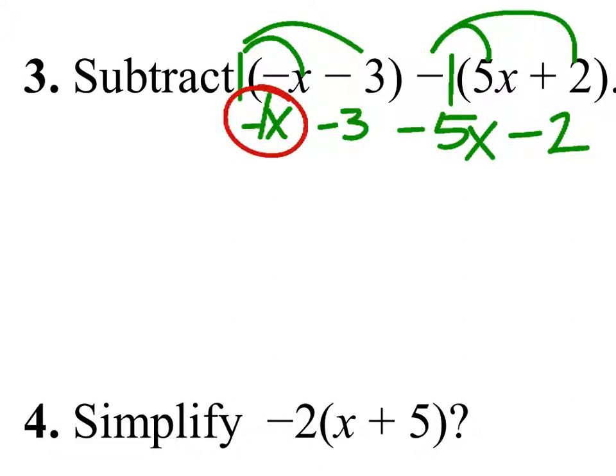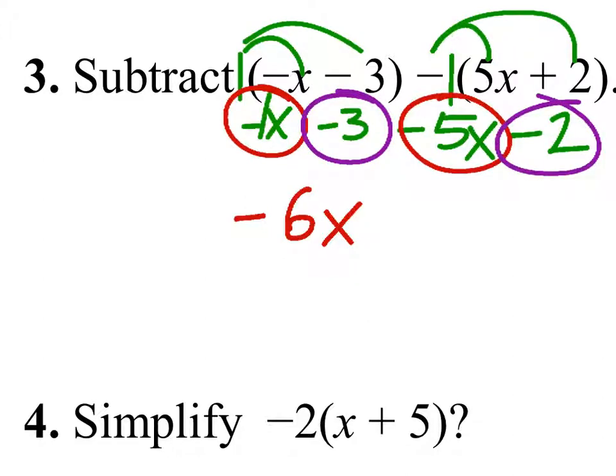Now I ate 1 turtle, then I ate 5 more turtles, so I'm eating some turtles. How many? 6. I ate 6 turtles. On the other hand, I ate 3 fish, and then I ate 2 more fish, so I ate how many fish? 5 of them, bam.